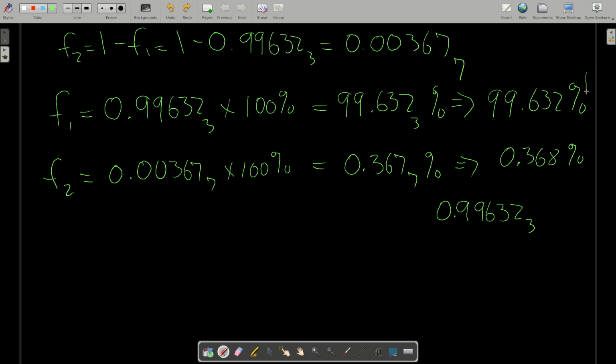And that's our answer. We see that nitrogen is 99.632% nitrogen 14 by mass, and by fraction, is 0.368% nitrogen 15, not by mass, by amount.